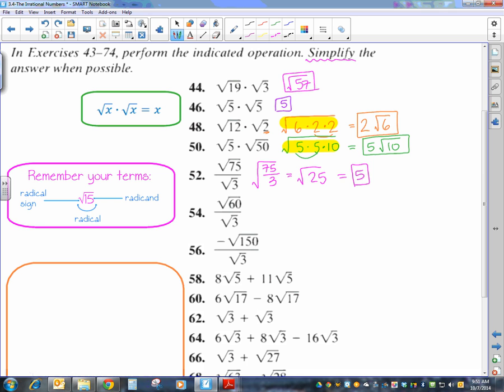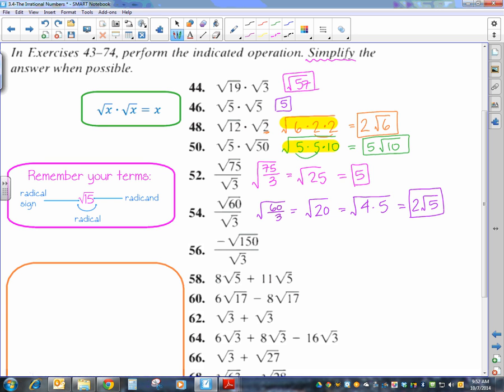Okay? Number 54. The square root of 60 over the square root of 3. Okay? That's 60 over 3. 60 divided by 3 is 20. Okay? So now I'm looking for the perfect squares that are factors of 20. And 4 would be the largest one. 4 times 5 is 20. The square root of 4 is 2. So we have 2 square roots of 5.